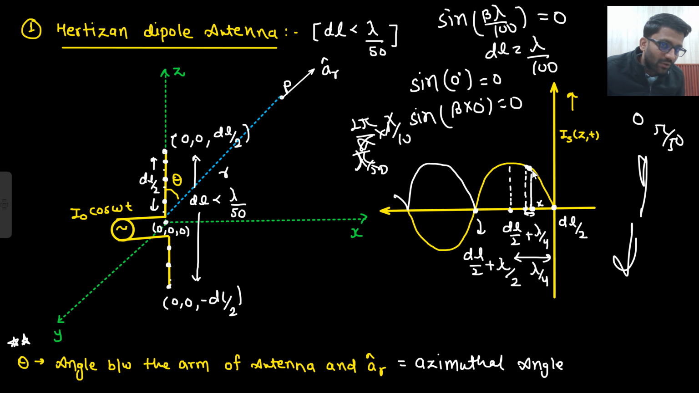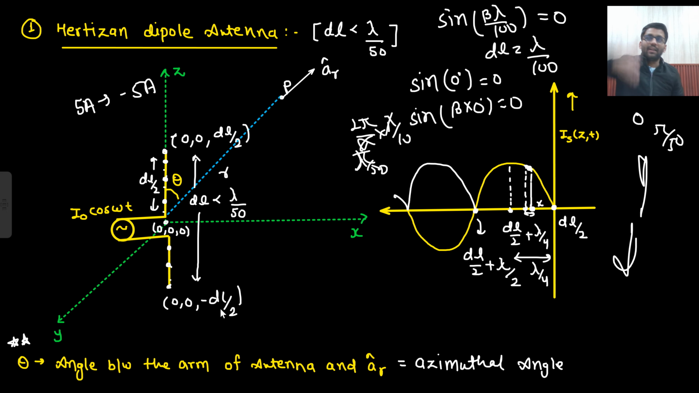Why is that so? Because current is changing as per a sinusoid, and in this range of lambda by 100 the current will change by a very minute amount. So if here there is 5 ampere current, here also there will be 5 ampere. I am not saying the current will always be 5 ampere. Current can change from 5 ampere to minus 5 ampere as well. But if the current has gone to minus 5 ampere at this point, then here as well it will be minus 5, here as well minus 5.